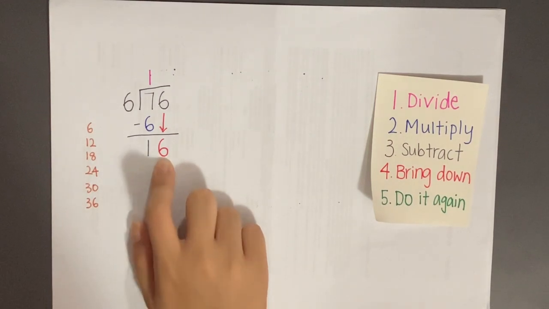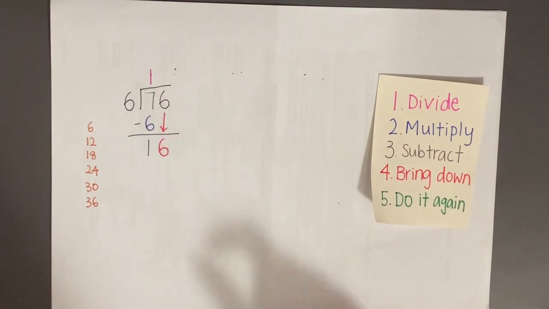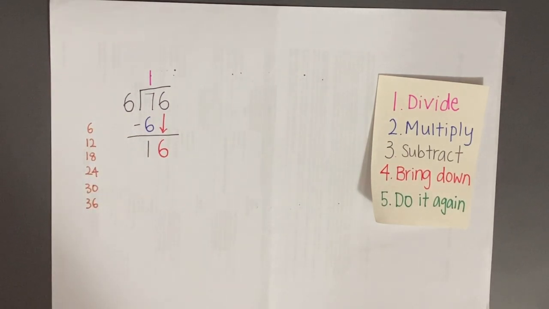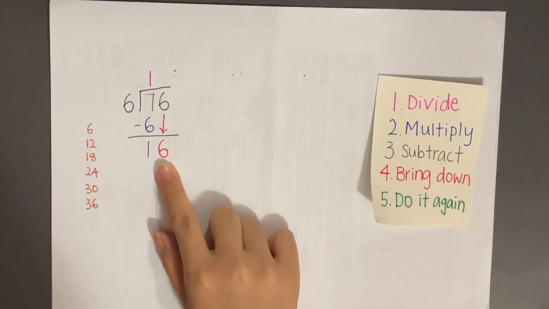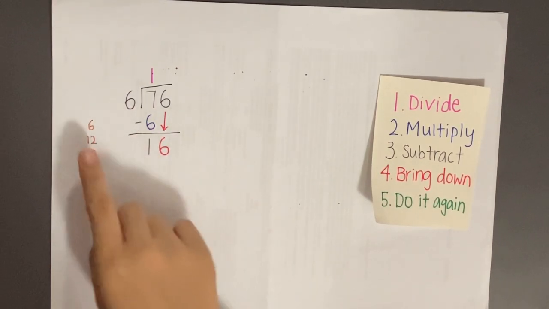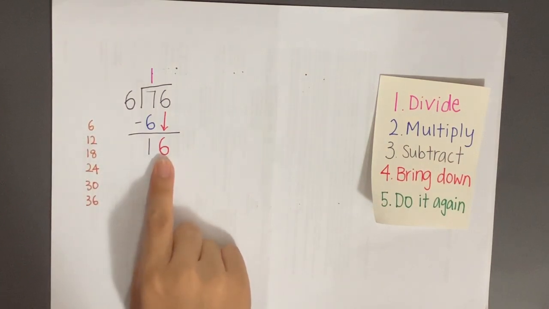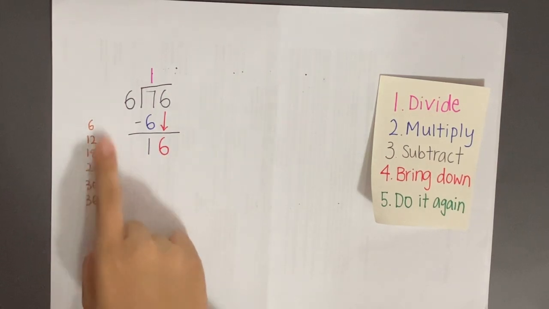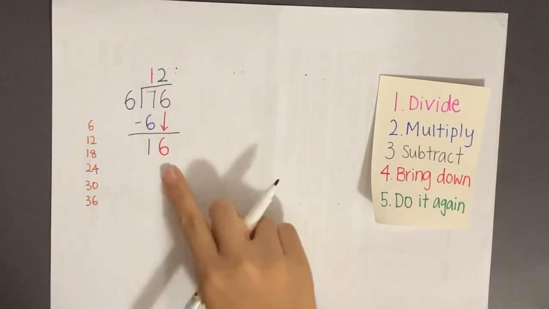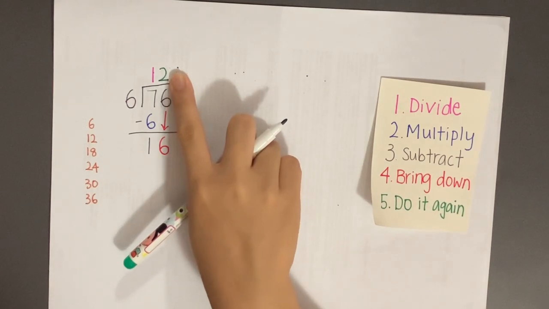16 divide by 6. Can 16 divide by 6? Let's look at our multiplication table of 6. Does 16 appear here? No. So I need to find a number that is smaller than 16, but the closest to 16 that can divide by 6. Is 6 the closest number to 16 that can divide by 6? No, it should be 12. What is 12 divided by 6? 2. Since we are working with our ones now, we put it in our ones column.